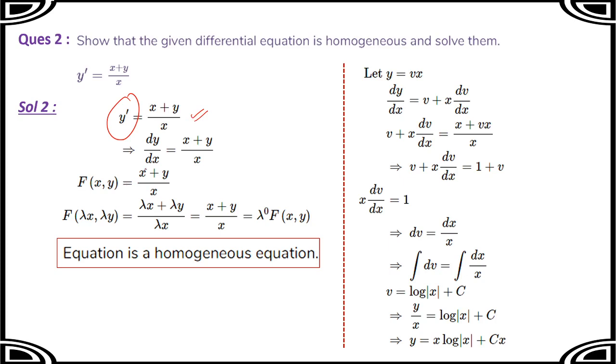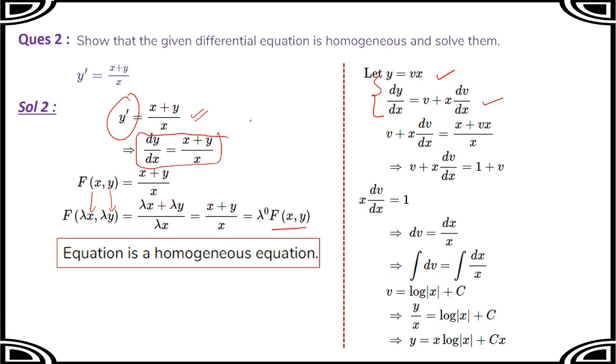We have to check by replacing x with lambda x, y with lambda y. Lambda is common and cancels, so yes, it is a homogeneous equation. For the solution, let y equal to vx, so dy by dx is equal to this. Now we will input both the values in this equation.